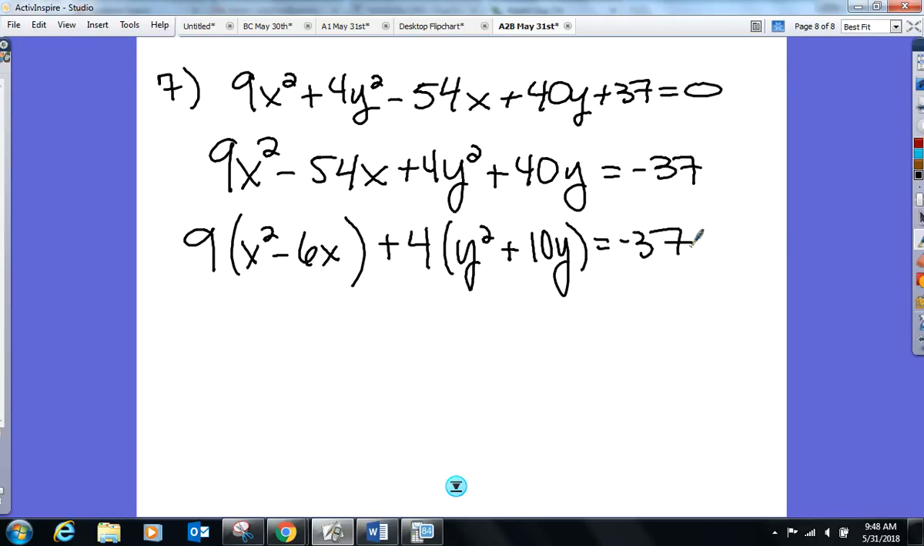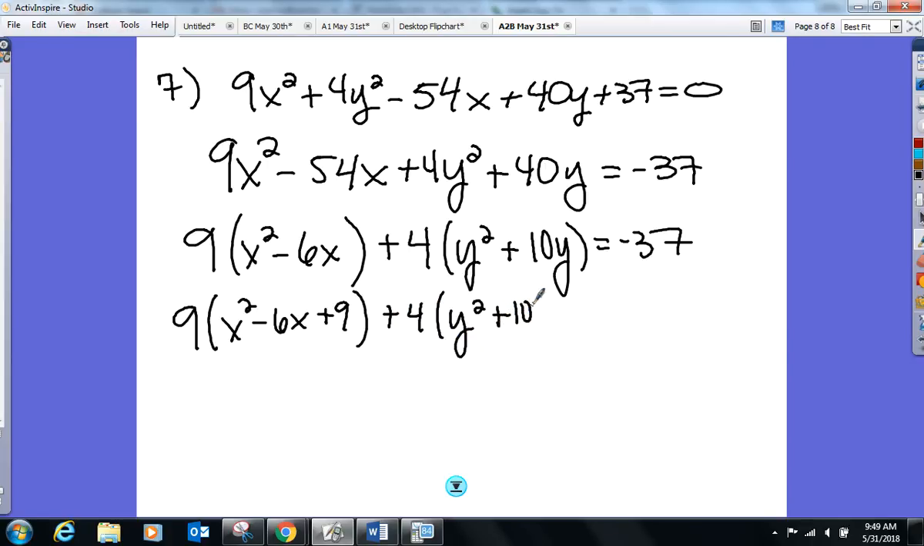Time to complete the square. Think about what you would like me to add to the x's inside here. Plus, it's always plus, by the way. You should never be minus that c value. Plus 9. What do you want me to add to the y's here? 25, yep.